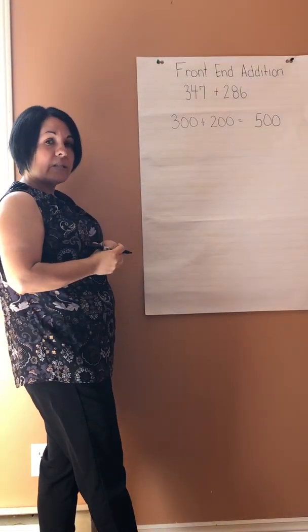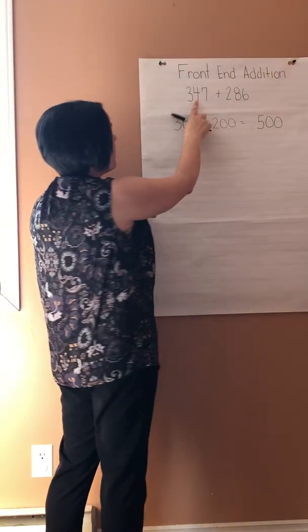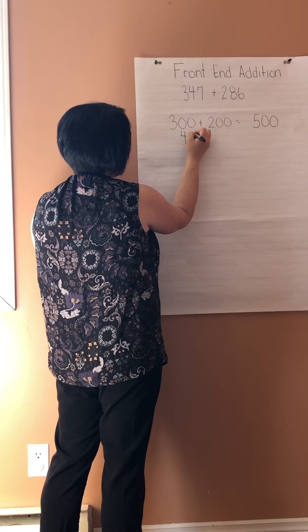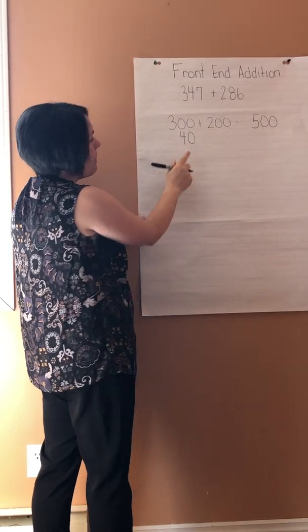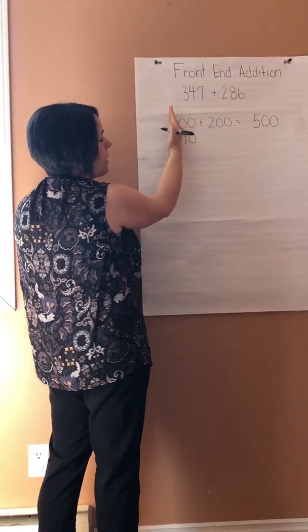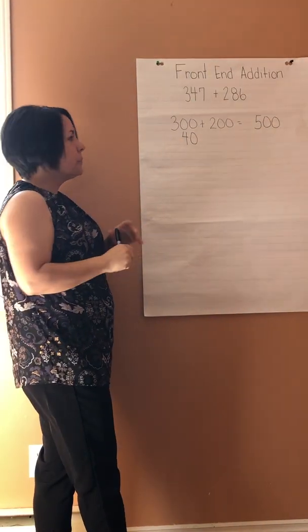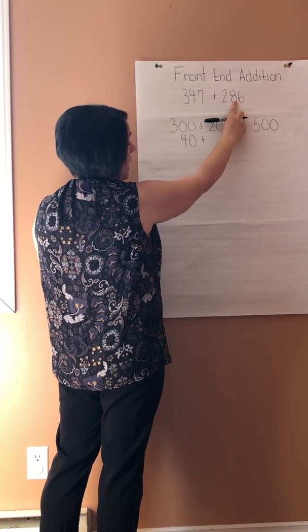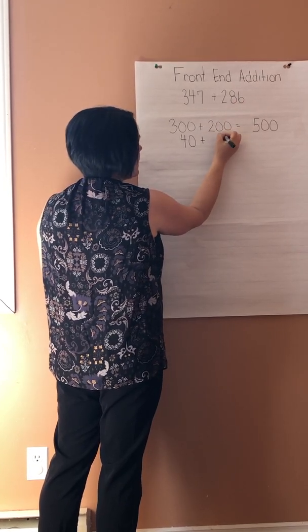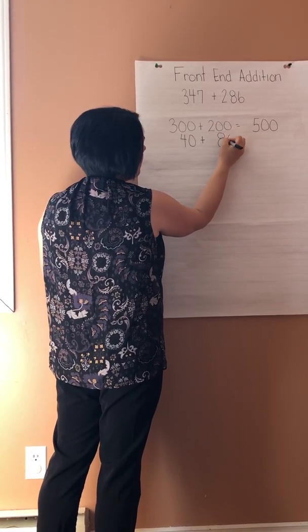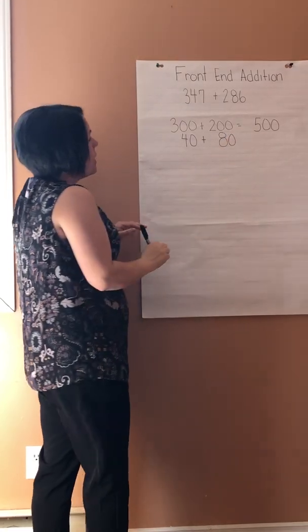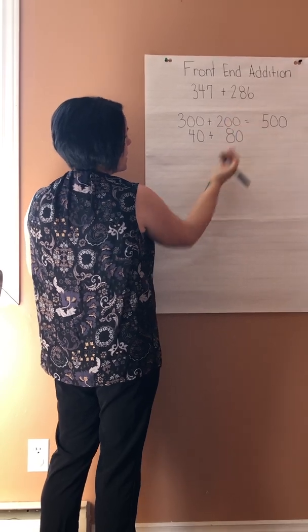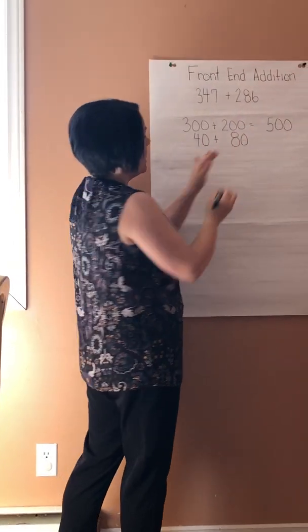I've added my hundreds, now I'm going to add my tens. I've got 4 tens here, which is 40. And as I write the 40 underneath the 300, I'm making sure to keep that lined up within the proper place value. So I have 40 plus 80, and I'm going to make sure that that stays within its proper place value as well, so that it all lines up: hundreds, tens, ones, hundreds, tens, ones. I've got 40 plus 80.